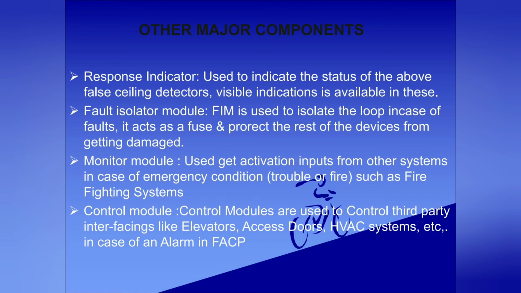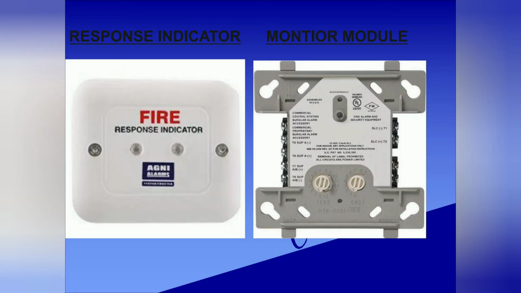The monitor module is used to get activation inputs from other systems in case of an emergency condition, like from the firefighting system. Control modules are used to control third-party integrated services like HVAC systems, the access control system, and elevators. The first one is a fire response indicator. It gives visible indications, and the next one is a monitor module.